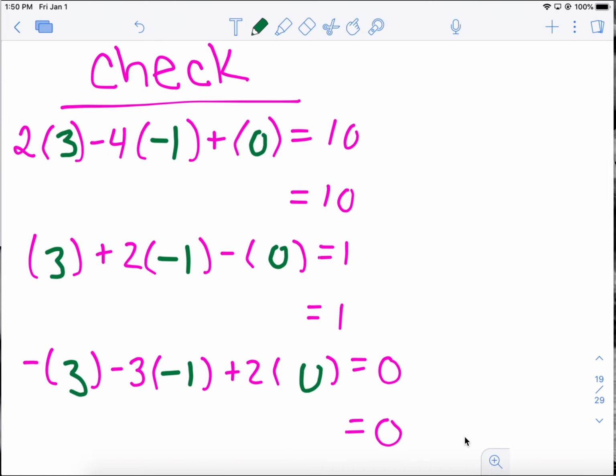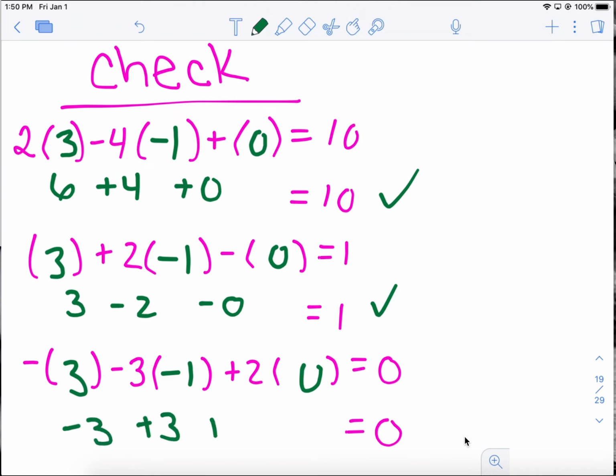So if I look at this one, I would get 6 plus 4 plus 0. Yes, that makes 10. 3 minus 2 minus 0. Yes, that makes a 1. -3 plus 3 plus 0. Yes, that makes 0.